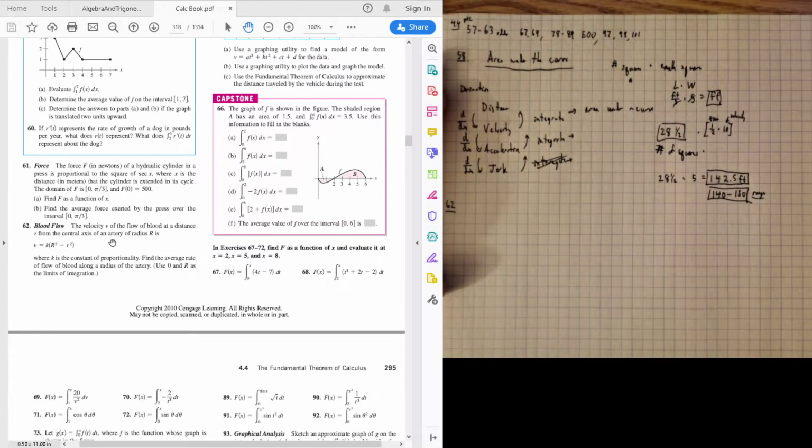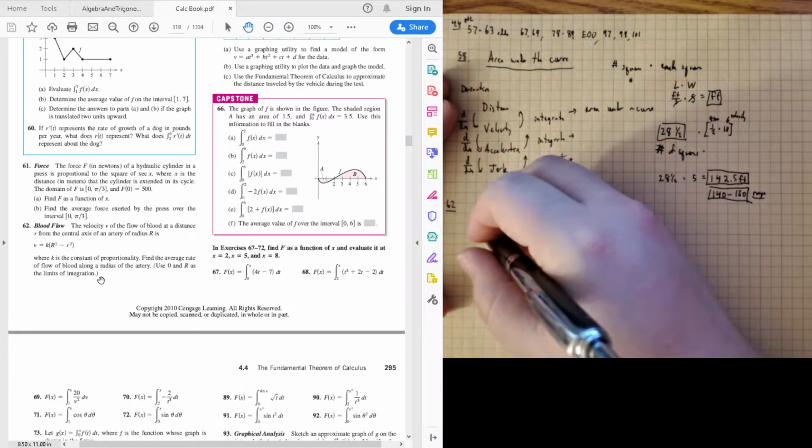Okay. The velocity v of the flow of blood at a distance r from the central axis of an artery of radius R is this. Ooh, that's a lot of words. Let's keep going. Where k is the constant of proportionality, find the average rate of flow of blood along the radius of the artery. Use 0 and R as the limits of integration. Ooh. Okay, so we're supposed to find the average rate of flow of blood.